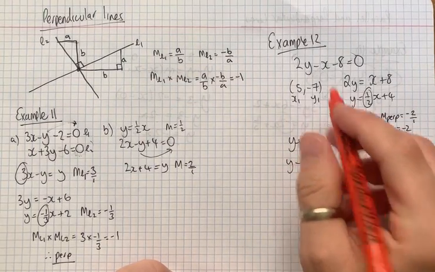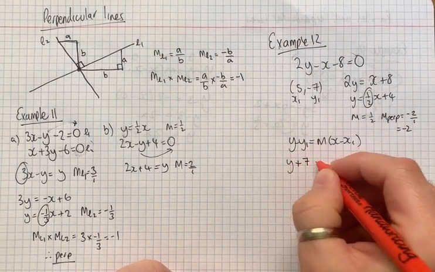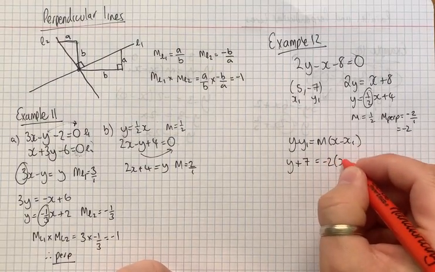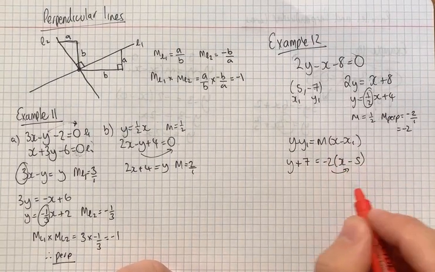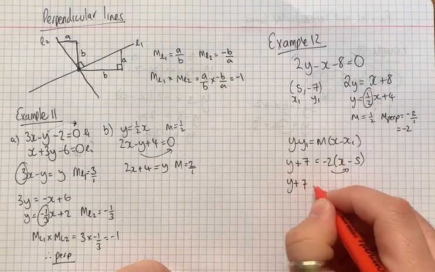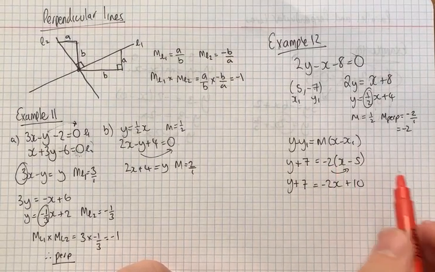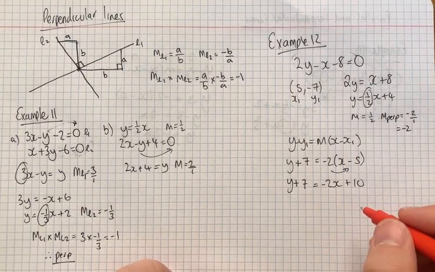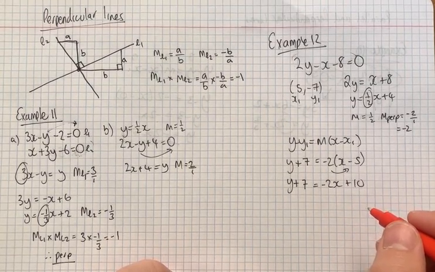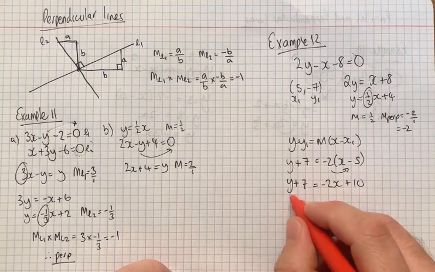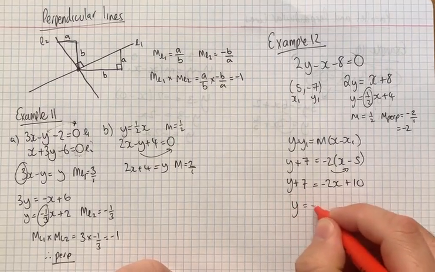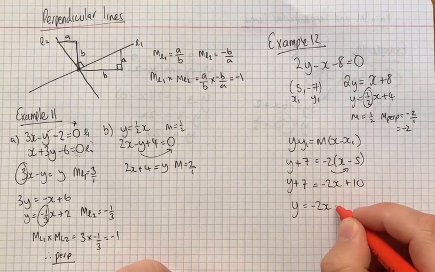So we get y minus -7, which is +7, equals -2 times x minus 5. Expand. Y plus 7 is -2x plus 10. Don't forget that -2 times -5 is +10. It doesn't say what form to give it in. I might as well give it in y equals mx plus c, because I've got y on its own here. Y is -2x plus 3.